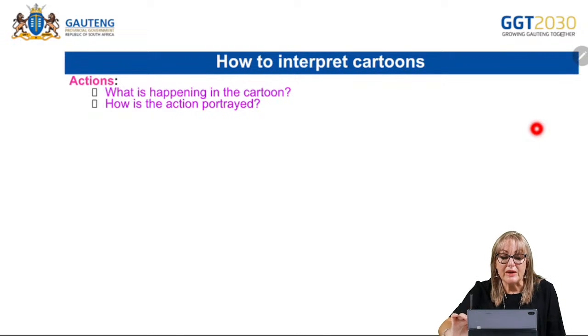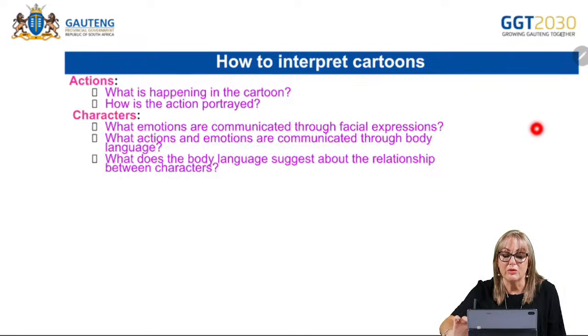Then you must also look at the actions. What is happening in the cartoon? And how is the action portrayed? Movement lines, driving. You must be able to see what the characters are doing.